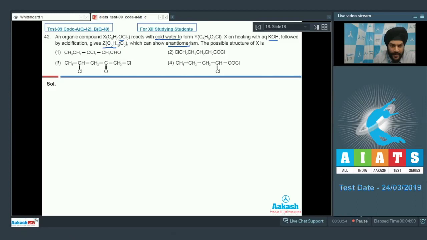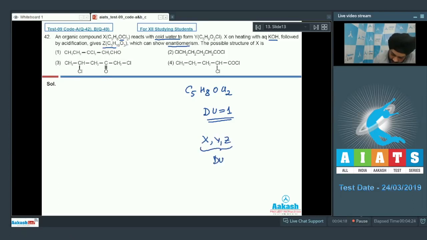If we talk about the compound X which is given to us, we have C5H8OCl2. So we have the degree of unsaturation equal to 1. And if we talk about Y, Y also has DU equal to 1 and Z also has a DU equal to 1. So all of X, Y and Z have a DU equal to 1.